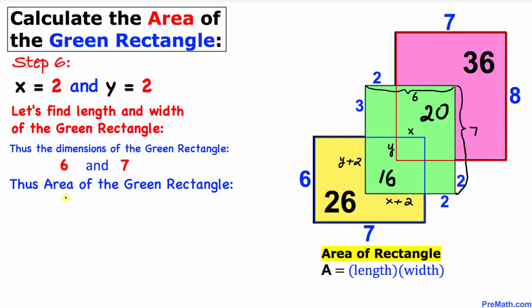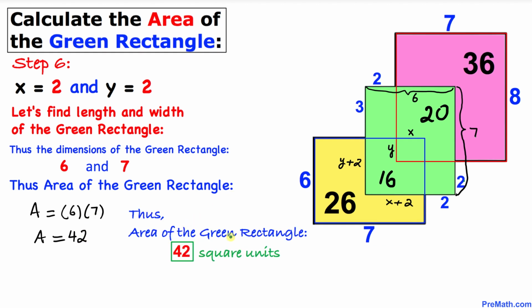So the area of this green rectangle is going to be, we are going to use this formula: area equals length times width. So this has got to be 6 times 7, so area turns out to be 42 square units. So the area of this green rectangle turns out to be 42 square units, and that's our final answer.